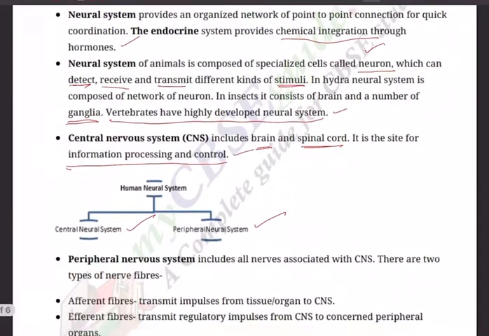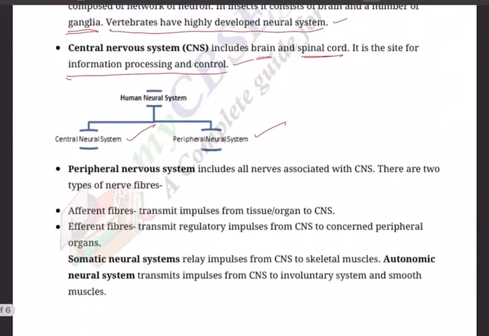Look at that. This is a very good one. Information processing and control. What about peripheral? It includes all the nerves associated with the CNS. Like you've got again autonomous nervous system. And in that again voluntary, involuntary, all these things are coming under peripheral nervous system. There are two types of nerve fibers. One is afferent nerve fibers.